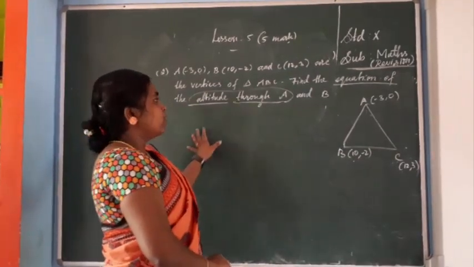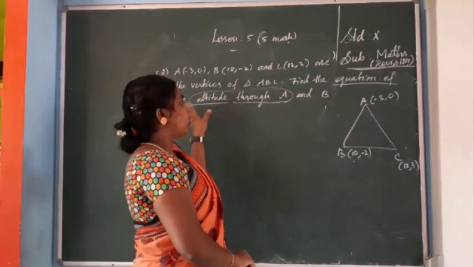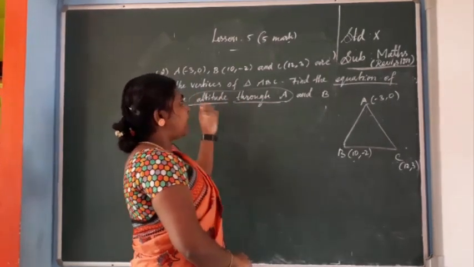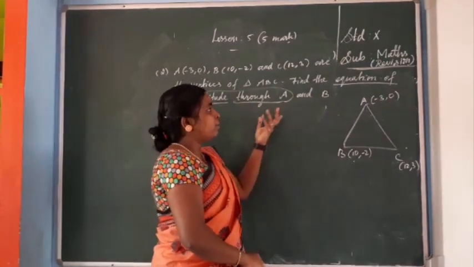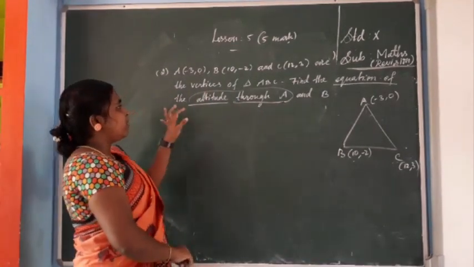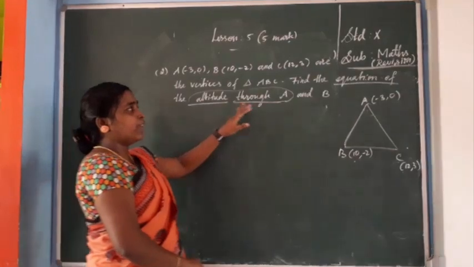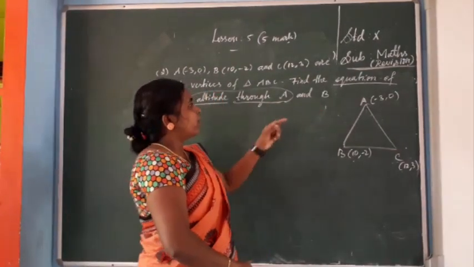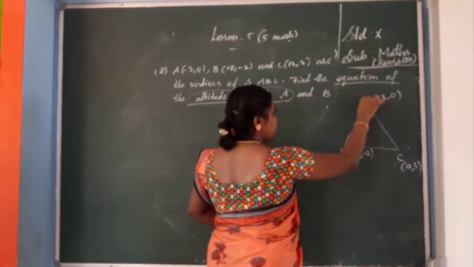Sometimes they ask one part only. Find the equation of the altitude through A. Otherwise, find the equation of the altitude through B. Sometimes they can ask both parts together. Okay. So find the equation of the altitude through A and explain. B you have to try. Okay. Find the equation of the altitude through A.